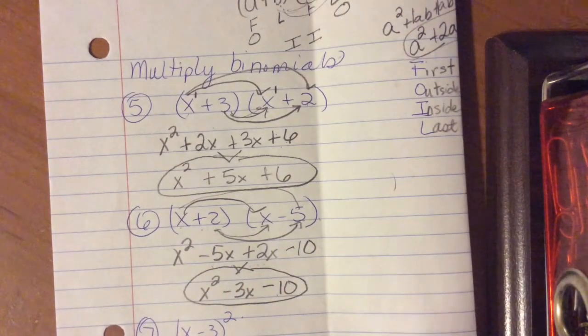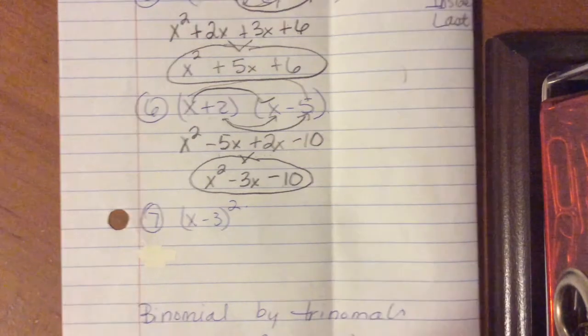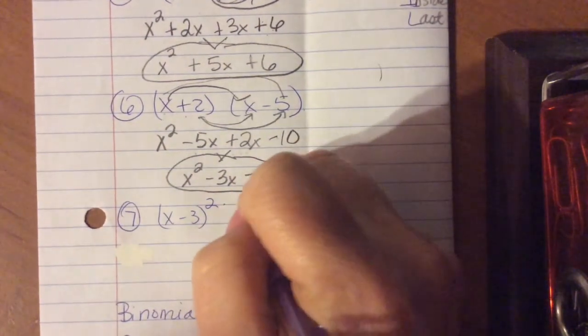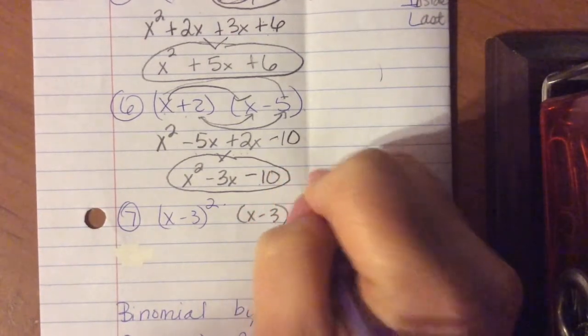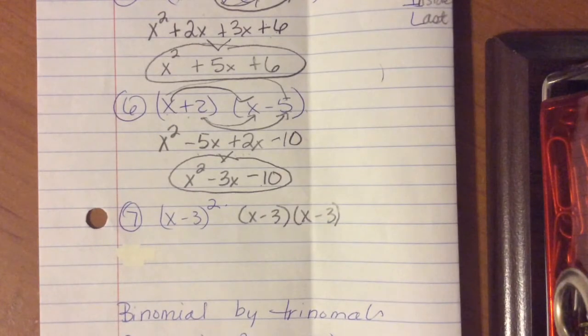Okay, so not so bad yet. Let's look at one you will see that looks like this. I have x minus 3 to the power of 2, or squared, which means I have 2 of those. So it's going to look like this: x minus 3, and since there's 2 of them, another x minus 3. So this became a binomial times a binomial.